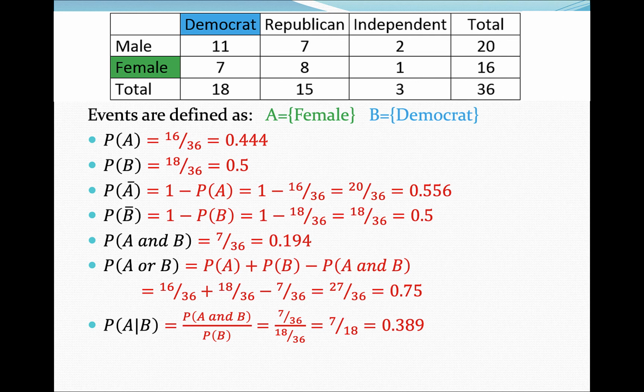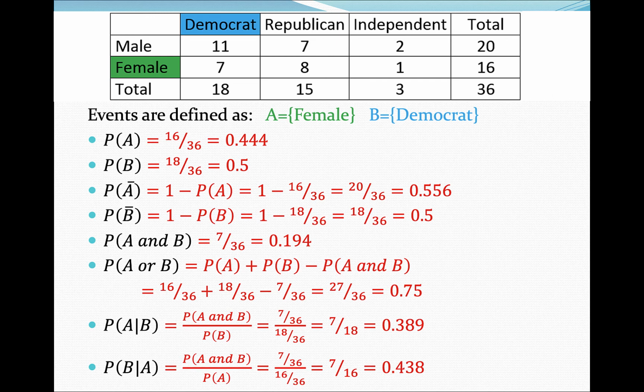So with these, you can either just use the table if you're comfortable using the table, or you can also use the rule. If you're ever in doubt, it's good to use the rule because the rule will always work as long as you plug things in right. Probability of B given A. Well, given A means you're given that they're female, so you're looking at only female, so the denominator here would be 16. Out of those 16 females, 7 identify as Democrat, so that's 7 over 16. That's one way to get the probability.